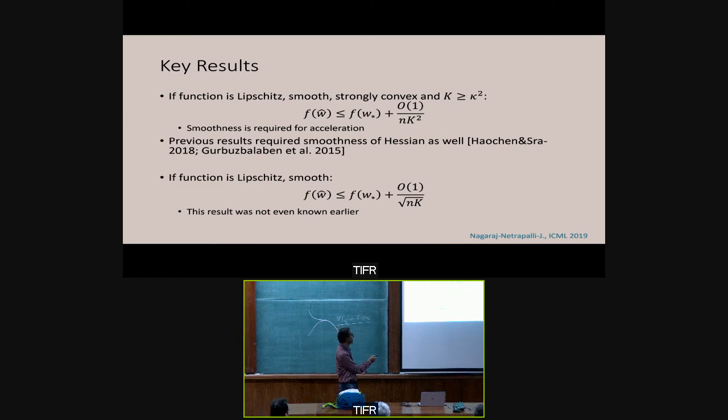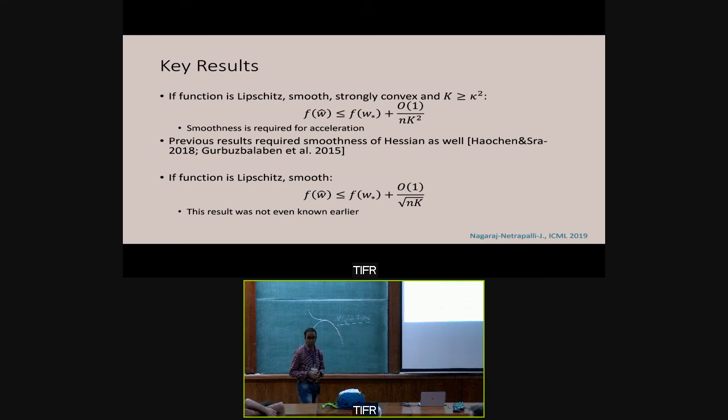What this final result says is that if the number of iterations is larger than the condition number square of the problem, where the condition number of an optimization problem is the smoothness parameter divided by the strong convexity parameter, then you will have a 1 by k square rate of convergence. Similar results were already known in the literature, but those results required an additional condition, which is that they needed the Hessian of the function to be smooth as well. Whereas here we are working with the standard set of assumptions. We do not require anything more than the standard smoothness and standard strong convexity assumption.